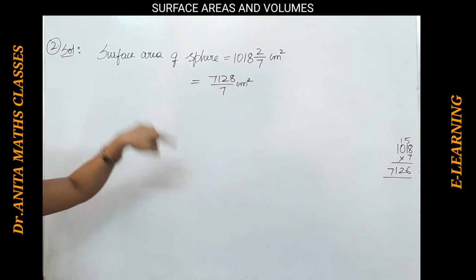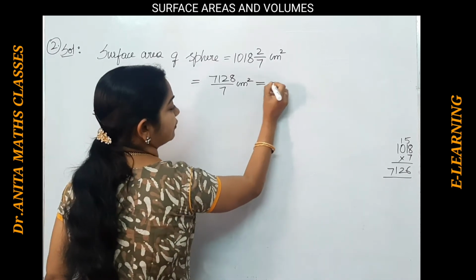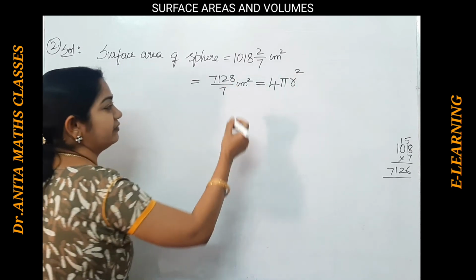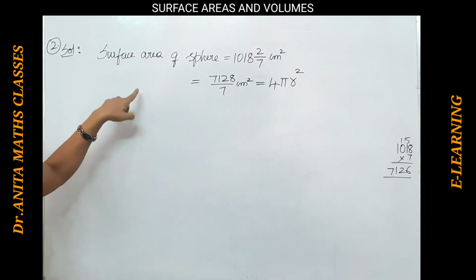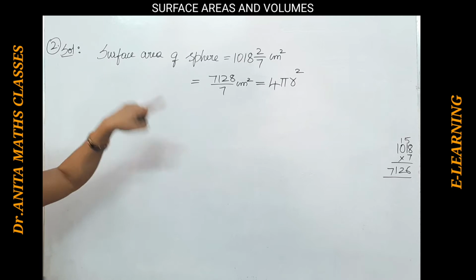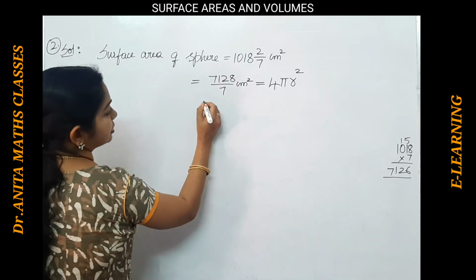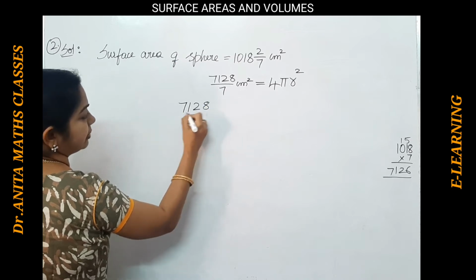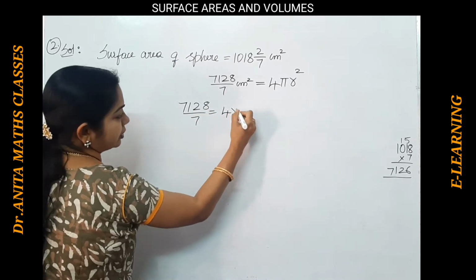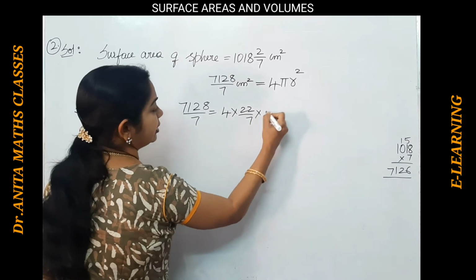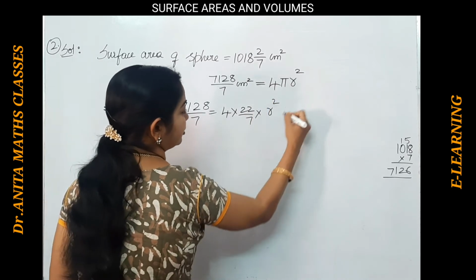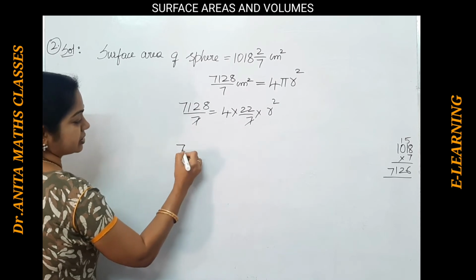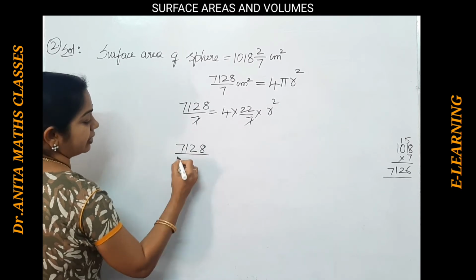Now this we have to equate it with the formula. The formula of surface area is 4 pi r square. From this formula we will find out the radius. With that radius we will find the volume of the sphere. So that is 7128 upon 7 equals to 4 into 22 by 7 into r square. This r we need to find. So shift all this to the other side. We can cancel off 7 both sides. So 7128 divided by 4.